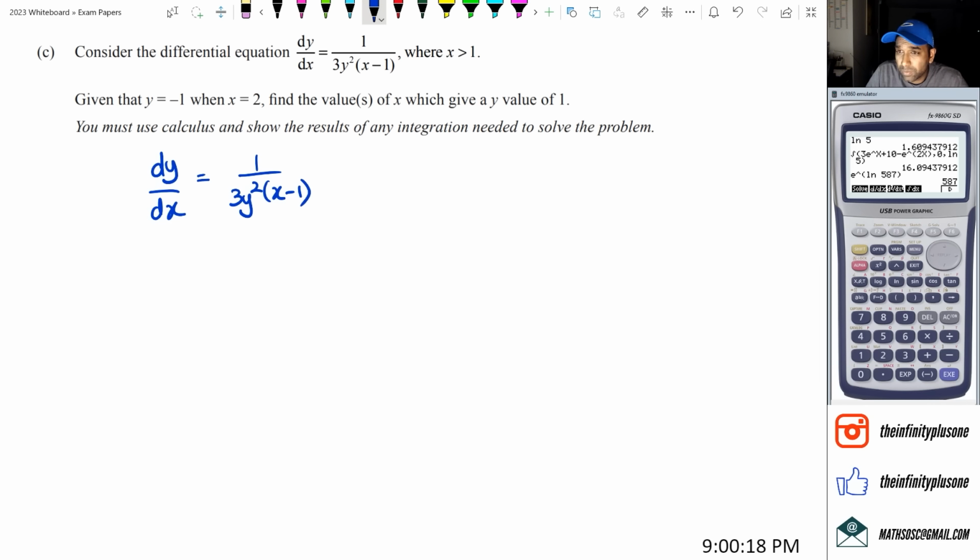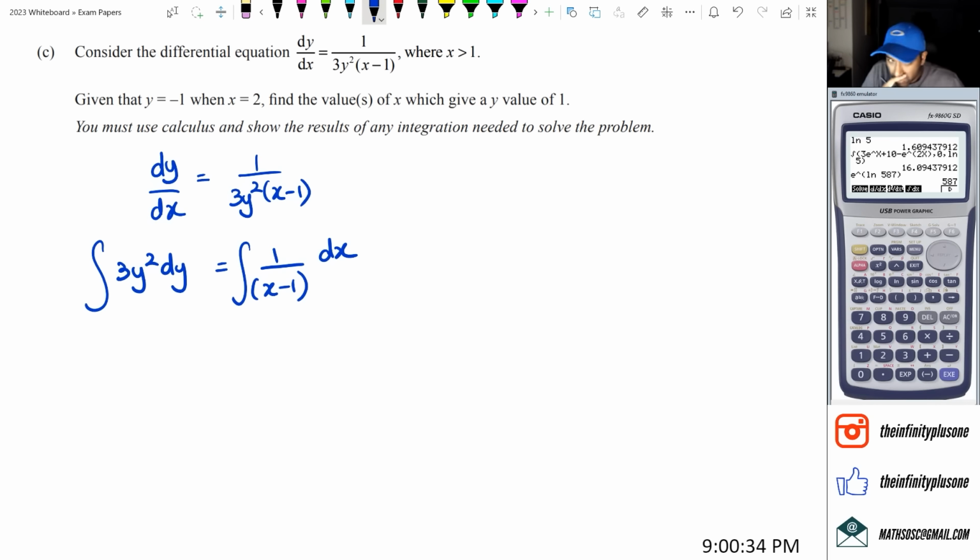So I'm going to cross multiply here and get rid of the 3y squared to this side, which means I'm going to have 3y squared dy equals 1 over x minus 1 dx. I'm going to bring the dx to the right hand side. Now I've got to integrate both sides. When I integrate 3y squared, I'm going to get 3y, 2 plus 1 is 3, divided by the new power, which is 3.